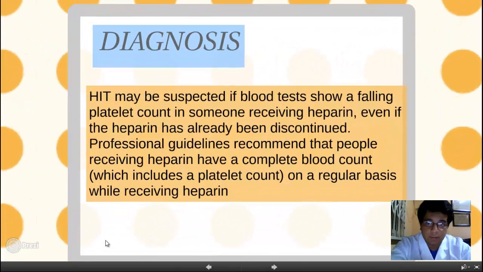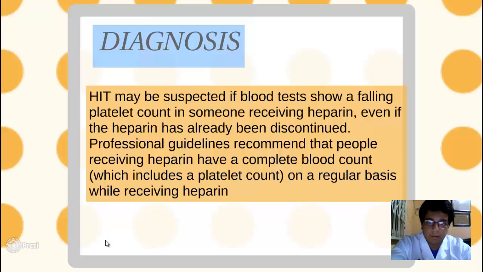Now we are going to see about diagnosis. HIT may be suspected if blood tests show a falling platelet count in someone receiving heparin, even if the heparin has already been discounted. Professional guidelines recommend that people receiving heparin have a complete blood count on a regular basis while receiving heparin.